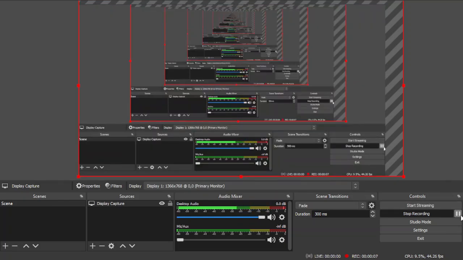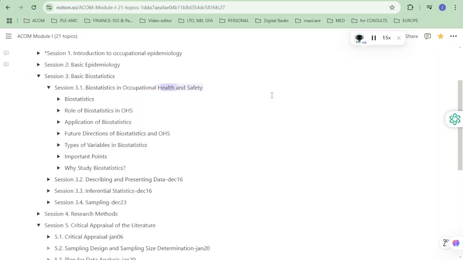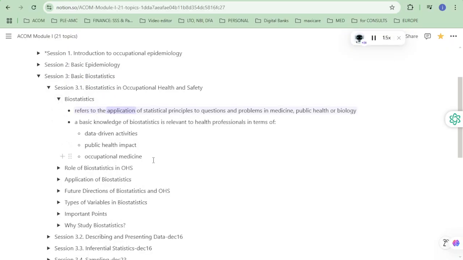Biostatistics in Health and Safety. Biostatistics refers to the application of statistical principles to questions and problems in medicine, public health, or biology. A basic knowledge of biostatistics is relevant to health professionals in terms of data-driven activities, public health impact, occupational medicine.